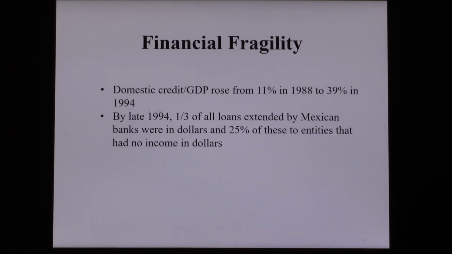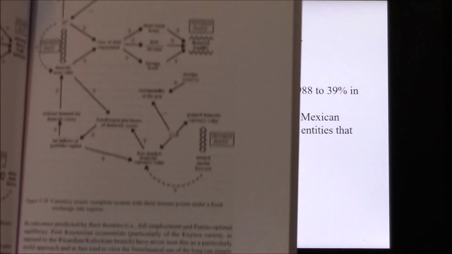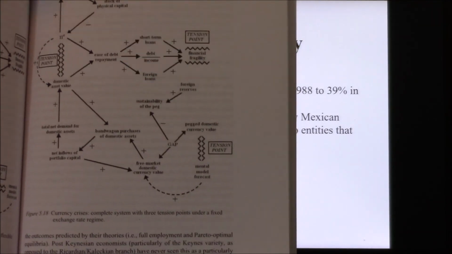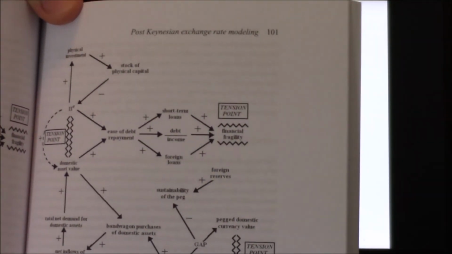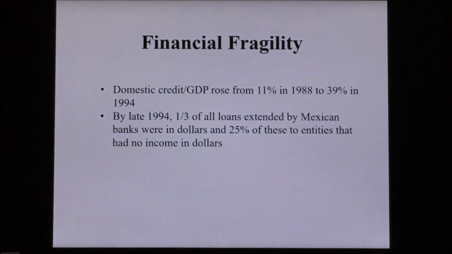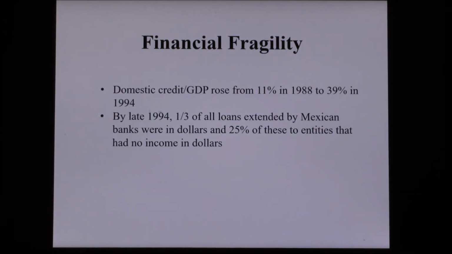And then fragility. I mentioned this one to you too, I think, that the debt to GDP, which is right there, debt to GDP went from 11% to 39%. And by late 94, 1/3 of all loans extended by Mexican banks were in dollars, and 25% of these to entities that had no income in dollars. I remember I said earlier that, if you're borrowing in dollars, but you also earn in dollars, well, I mean, that could work out okay. But if you're borrowing in dollars and you're earning in pesos, and the peso's value collapses, you are screwed.